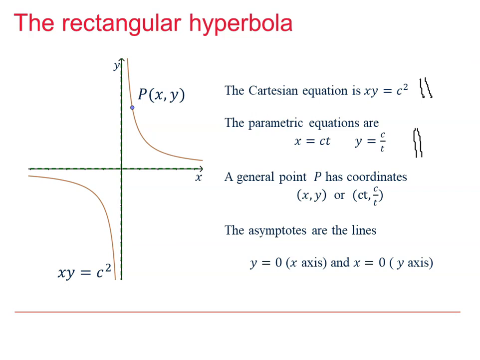So for example, let's say we had xy is equal to 9. That tells us that c is equal to 3. And so our Cartesian equation xy equals 9 leads to parametric equations x equals 3t, y is equal to 3 over t.